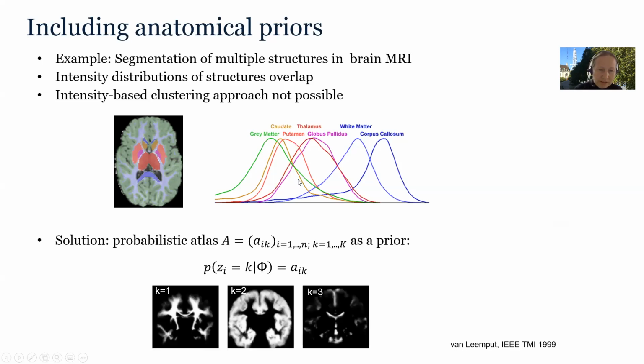So what we can do is create a probabilistic atlas, which will contain the spatial localizations of each structure. Here you can see such an atlas for just white matter, gray matter, and CSF, but we could include all the other structures as well. And basically, these probability maps will then be set as a prior for the EM segmentation.